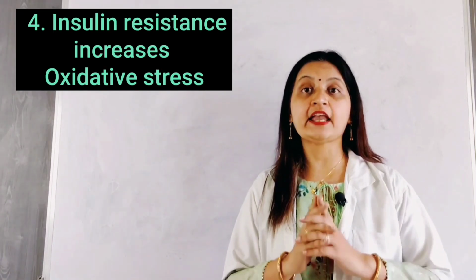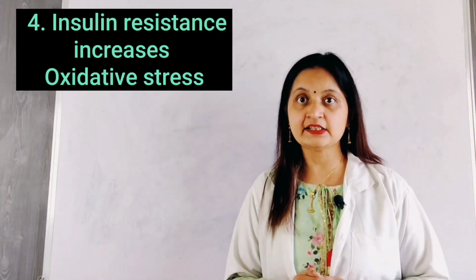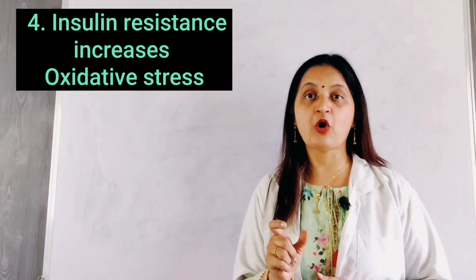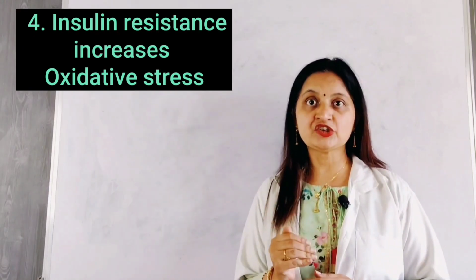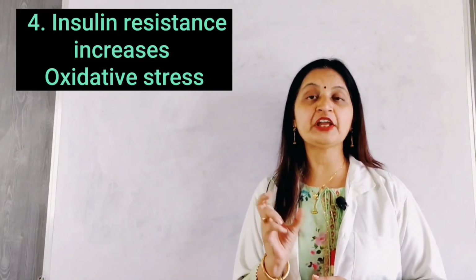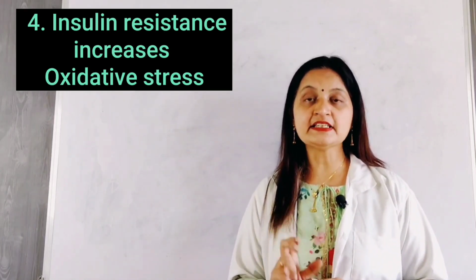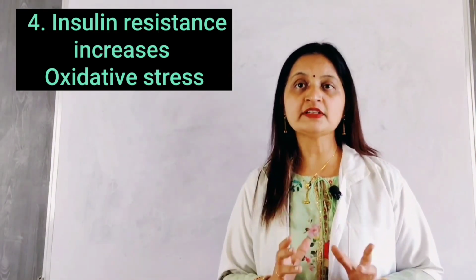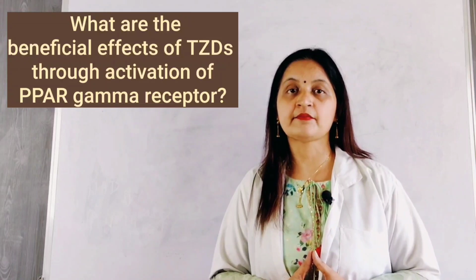Fourth, insulin resistance increases oxidative stress by increasing the formation of free radicals in the circulation, and these free radicals cause damage to the endothelium, causing endothelial dysfunction and decreasing vasodilatation because of decreased release of nitric oxide, the endothelium-derived relaxing factor. So this decreases vasodilatation and increases oxidative stress and inflammation. Oxidative stress increases the risk of cardiovascular events and the progression of atherosclerosis.